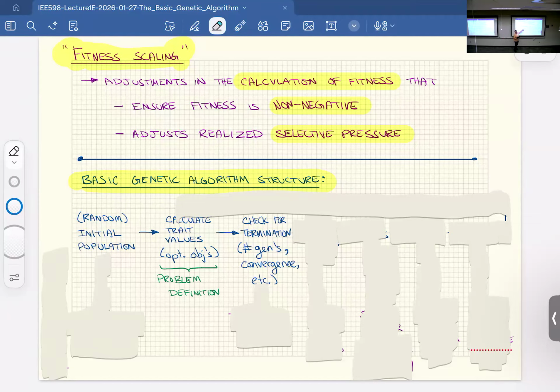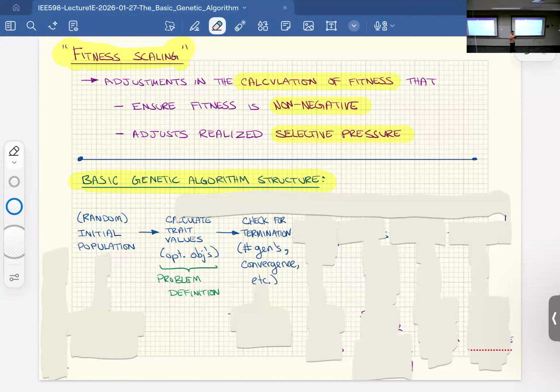And then those optimization objectives for every individual get calculated, and those get turned into these trait values. For a single objective problem, like we're going to start out with a GA, it's just going to be one trait value for one character, one optimization objective. After you've calculated that, and some of the ordering of a couple of these things could be flipped, so it's a little bit arbitrary, you can check for your termination conditions.